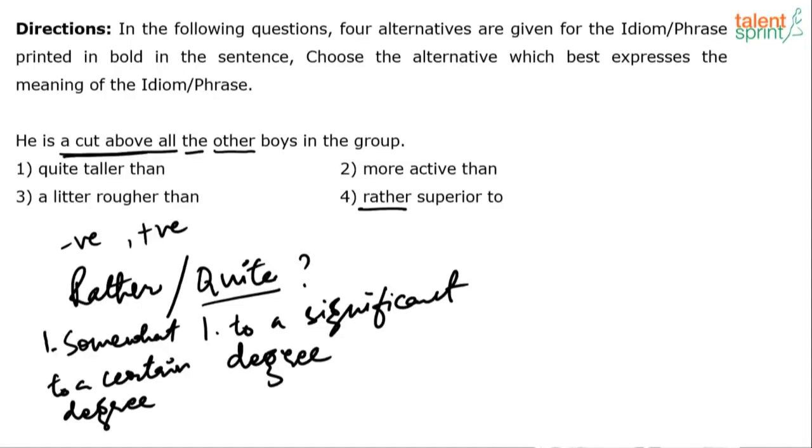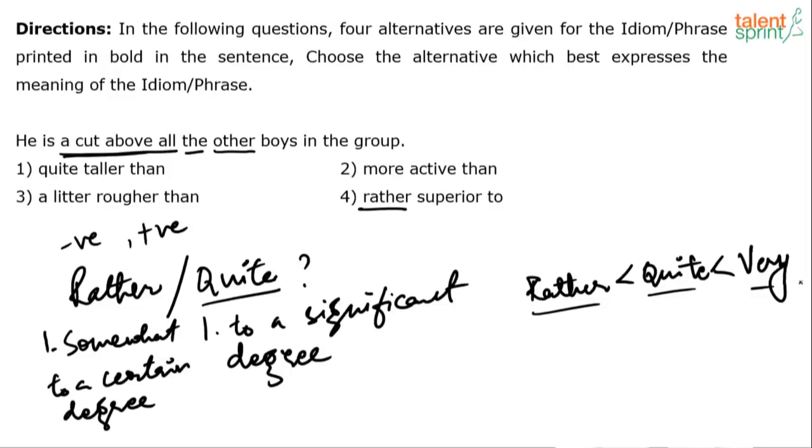Okay, so it goes like this: rather, quite, and very. So the intensity of rather is less than quite, and the intensity of quite is less than very. Got it? Okay.